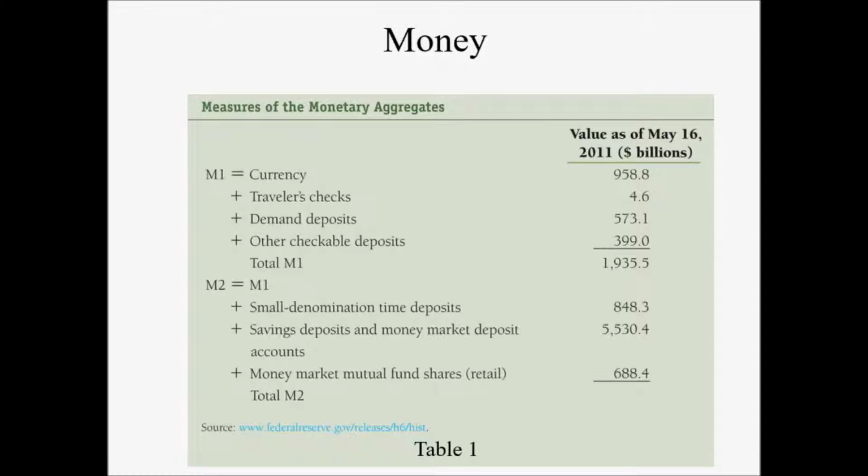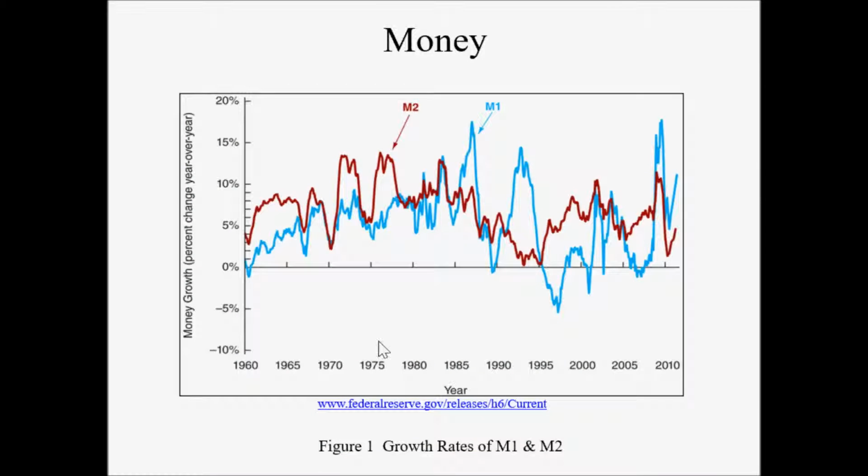Total M2 then is basically this $2 trillion plus nearly $1 trillion plus $5.5 trillion plus $0.7 trillion, and you get a total M2 of $9 trillion. This chart shows the growth rate of M2 and M1 through time.